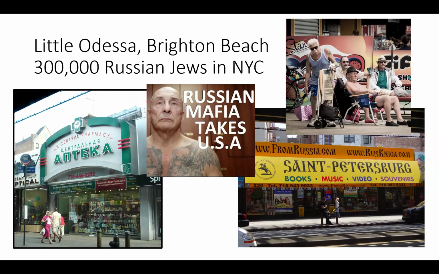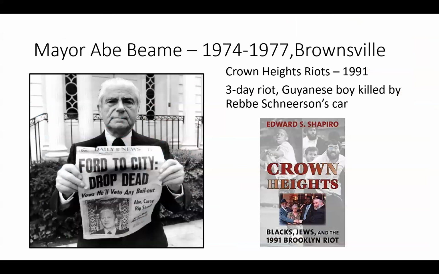Little Odessa, Brighton Beach, 300,000 Russian Jews. Now, most of these are from Russia proper, not from Siberia and Central Asia, where they preserve their Russian language culture. They have their restaurants, their pharmacies, books, music, videos, souvenirs. They are not Orthodox. They speak Russian, very highly educated people with their saunas and every part of their ethnic culture.